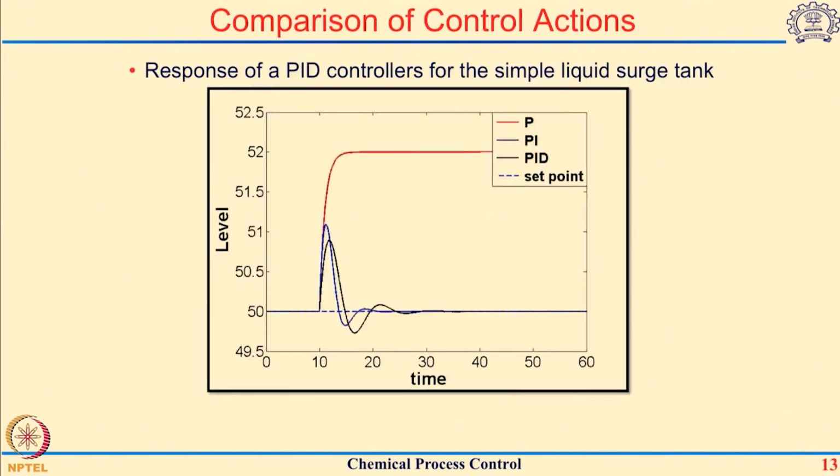So in summary, if you look at the comparison of all these three actions, the proportional controller gives you a fast, non-oscillatory response, but the offset is not equal to 0. When you add integral action, the response becomes oscillatory, the offset becomes 0, but there is also some overshoot, and then when you add a sufficient amount of derivative action, even that overshoot can be reduced.